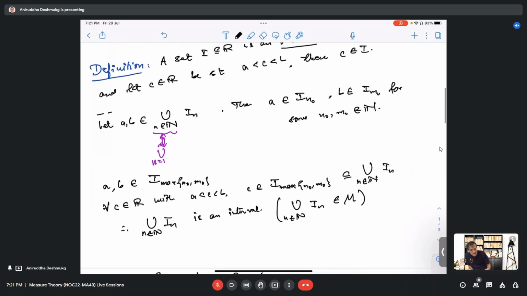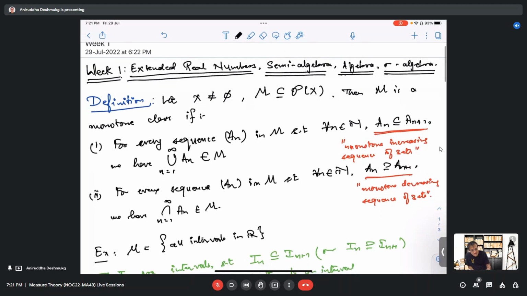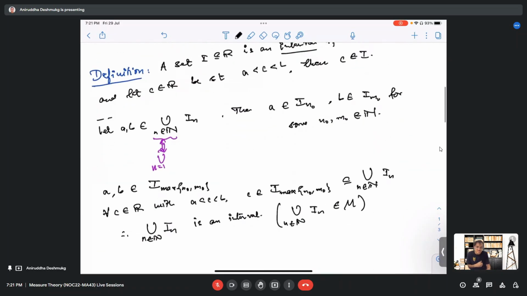Please remember the definition of a monotone class. All we require is that for an increasing sequence of sets, their union should be inside M. For a decreasing sequence of sets, their intersection should be inside M. Okay, are there questions till now?